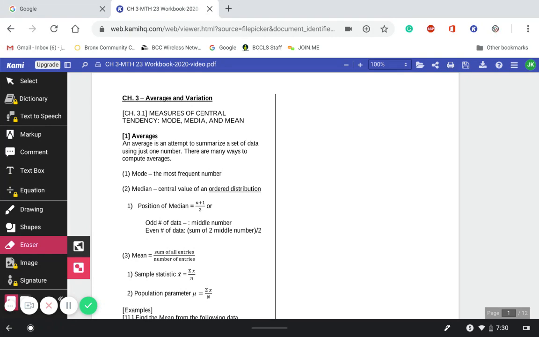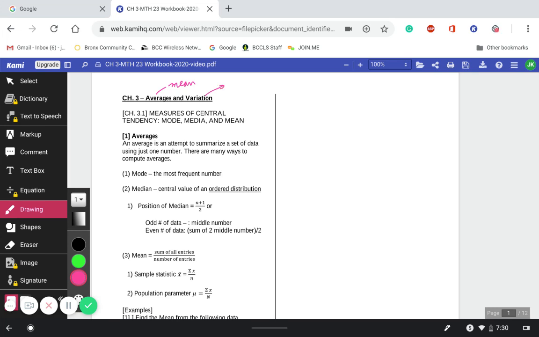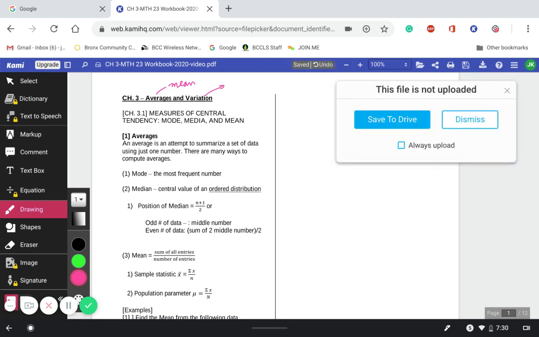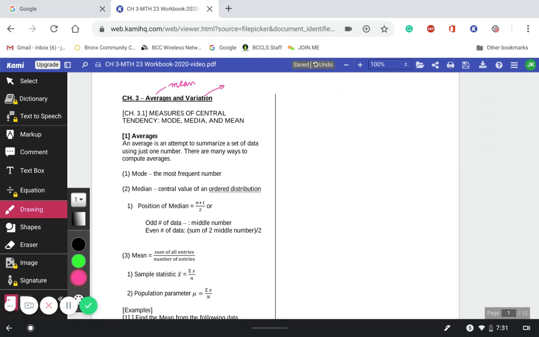Today's lecture is on chapter 3, mainly about average and the variation. The average that we know in statistics, we call mean value. And variation is how much you are away from the mean value. Those are the two main topics that we're going to learn.